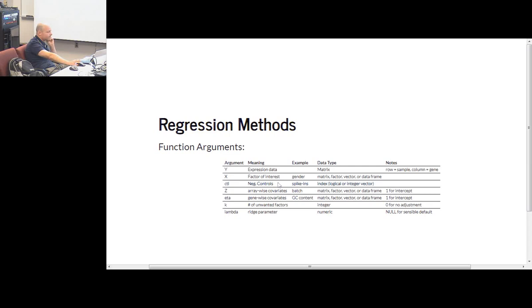Control, that's an index of the negative controls. Z is any other covariates that you might want to include in the analysis. Eta is gene-wise covariates that you might want to include in the analysis. And then there's K, which is the number of factors to adjust for, and lambda, which is a ridge parameter. I'm going to go through each of these quickly, but individually.